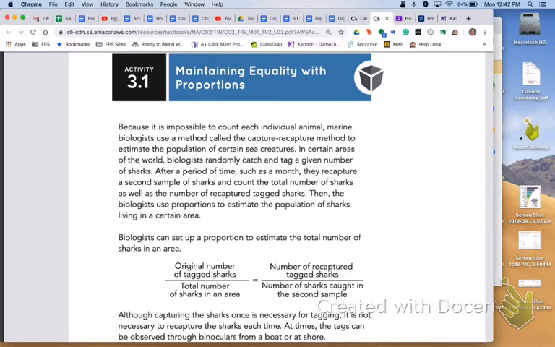Biologists can set up a proportion to estimate the total number of sharks in an area. The original number of tagged sharks to the total number of sharks in an area is equal to the number of recaptured tagged sharks to the number of sharks caught in the second sample. Although capturing the sharks once is necessary for tagging, it is not necessary to recapture the sharks each time. At times, the tags can be observed through binoculars from a boat or at shore.